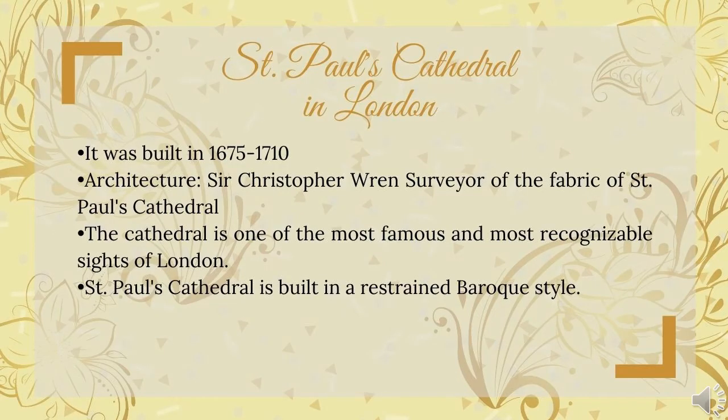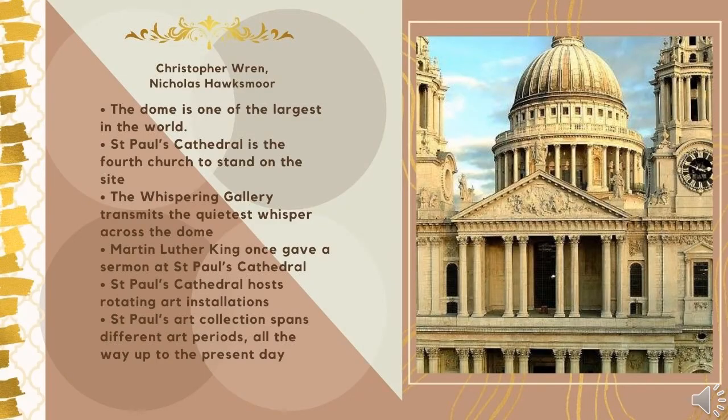St. Paul's Cathedral in London. It was built from 1675 to 1710 by architect Sir Christopher Wren, surveyor of the fabric of St. Paul's Cathedral. The cathedral is one of the most famous and most recognizable sites of London. St. Paul's Cathedral is built in a restrained Baroque style. The dome is one of the largest in the world. St. Paul's Cathedral is the fourth church to stand on the site.